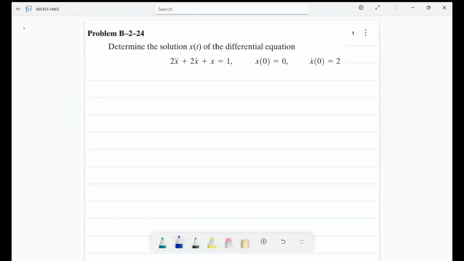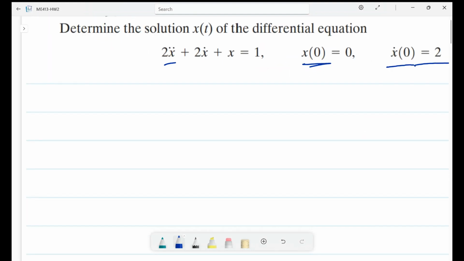Today, inshallah, we will solve problem 24 from chapter 2. The question says, determine the solution x(t) of the differential equation 2x double dot plus 2x dot plus x equal 1. It gives us initial conditions with x at 0 equal 0 and x dot at 0 equal 1. First, we will start with converting this equation to S domain.